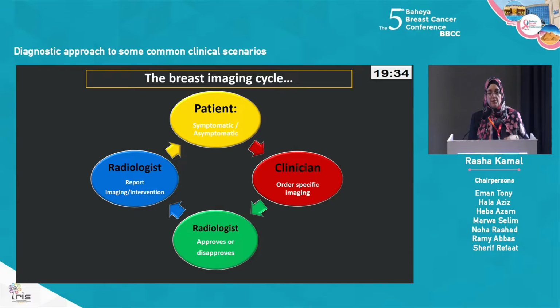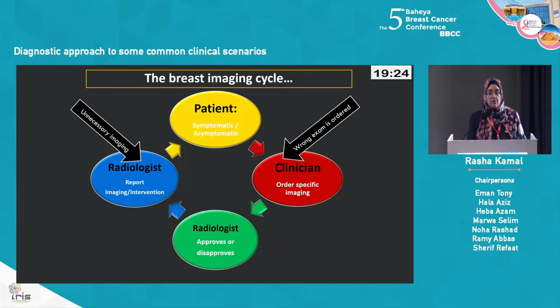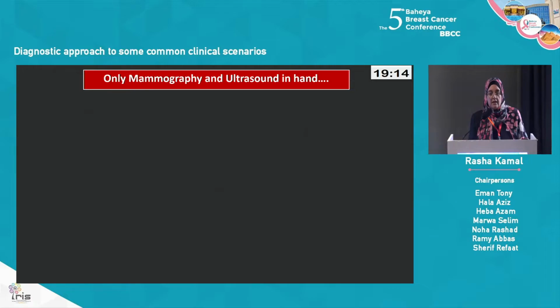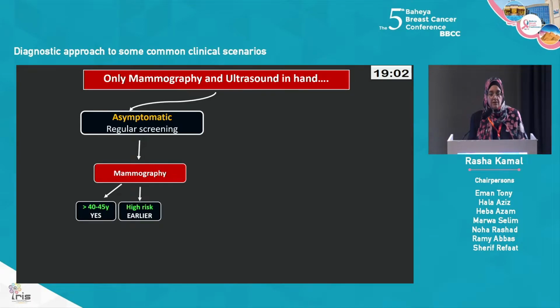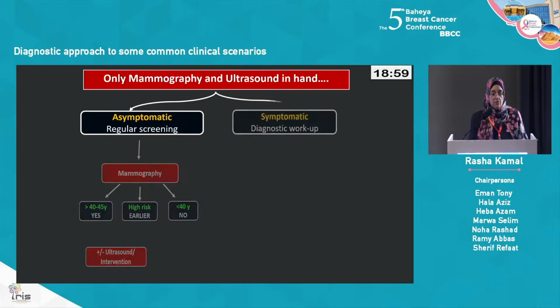Normally, this breast imaging cycle should go on smoothly, but sometimes it becomes interrupted when the clinician asks for a wrong examination or when the radiologists ask for accessory, unnecessary imaging. And usually this occurs because of miscommunication between the radiologists and the clinician. When we had only mammography and ultrasound in hand, things were easy. An asymptomatic patient is referred for regular screening mammography, and she might need further ultrasound examination or intervention.